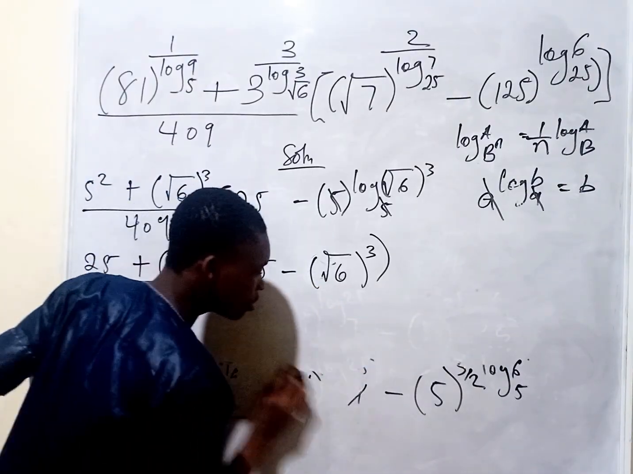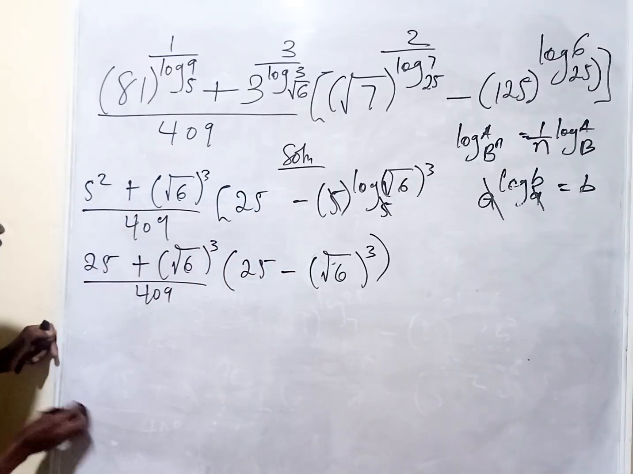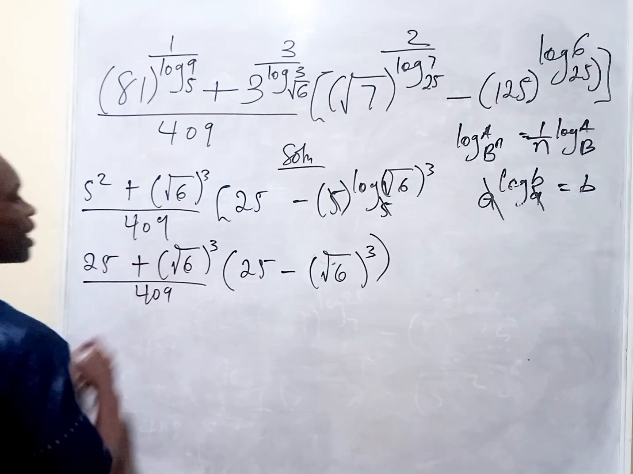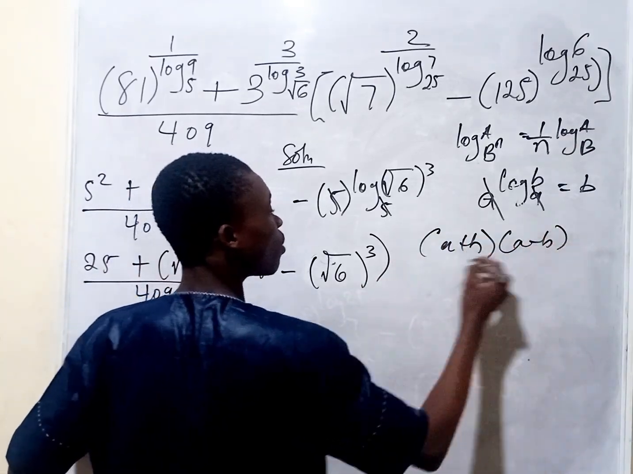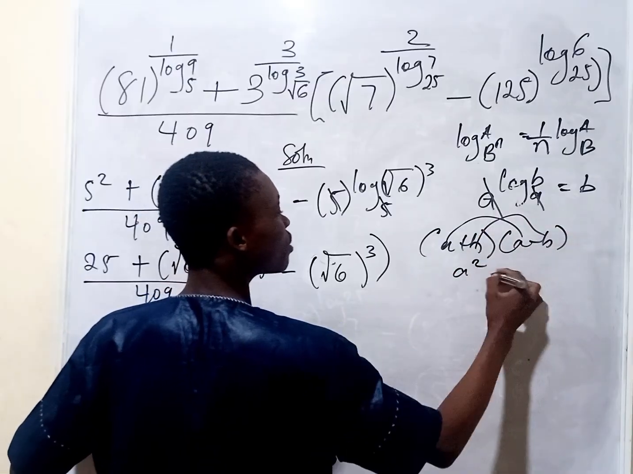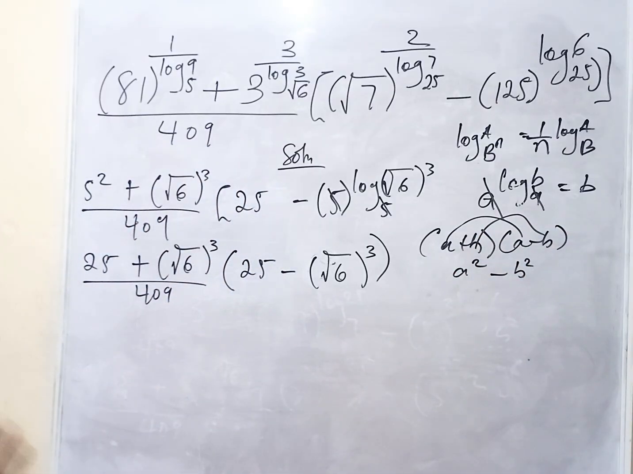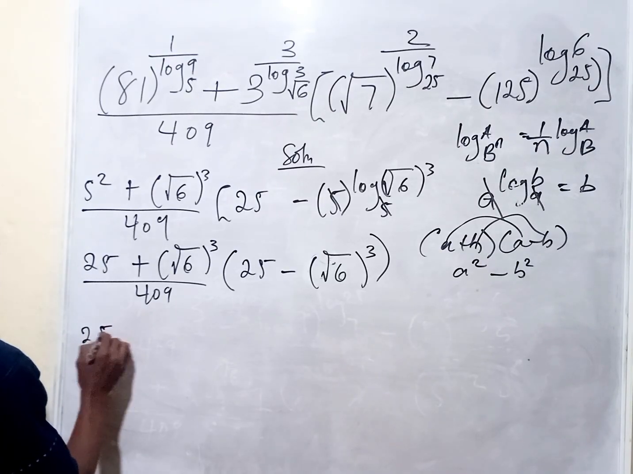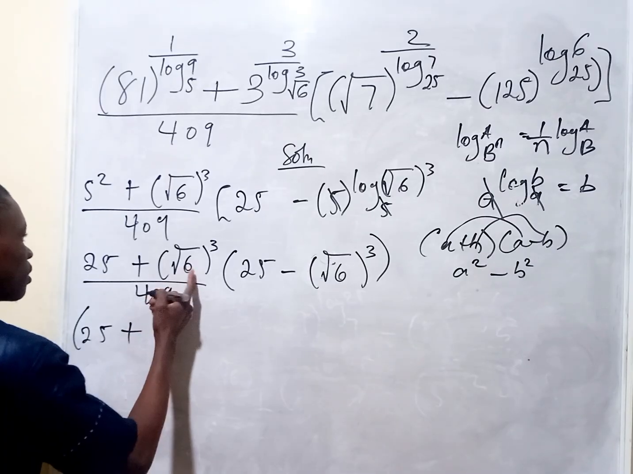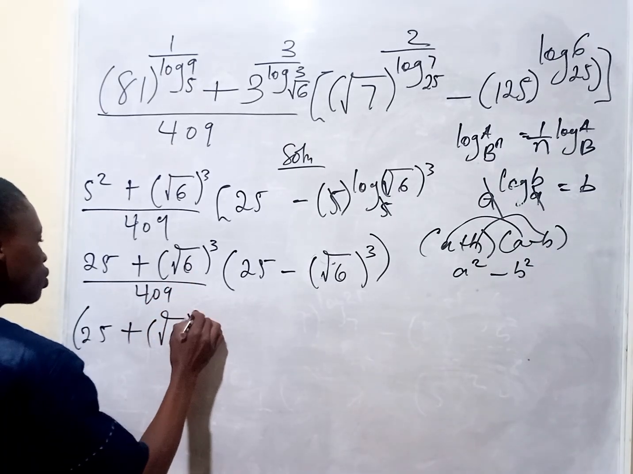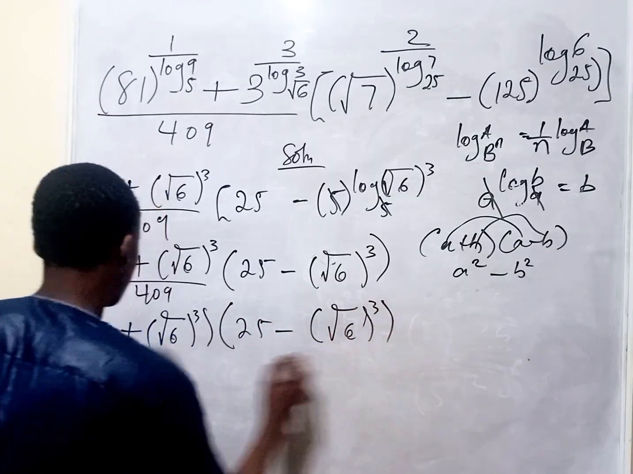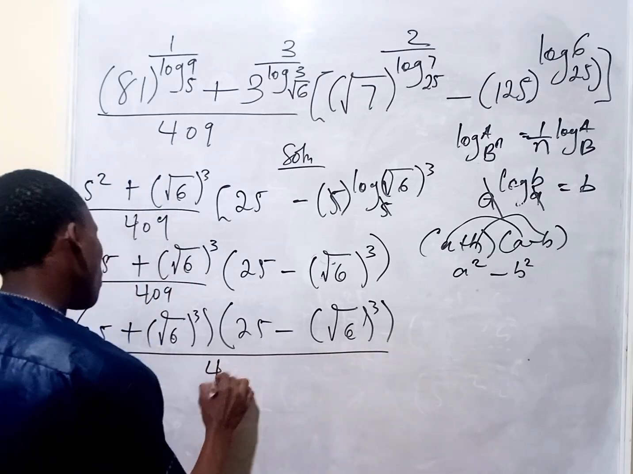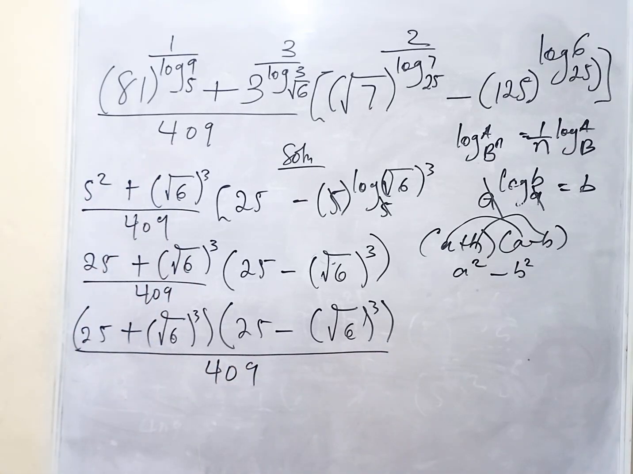So this is what we are going to do now. We are going to multiply this. Clearly, you can see difference of two squares, that if we have a plus b, a minus b, this equals a squared minus b squared. So we are going to apply the difference of two squares here, so we can solve this. All right, let's go. So this is 25 into bracket plus this one now, the square root of 6 all cubed into bracket 25 minus the square root of 6 all cubed. Now, everything here divided by what? 409. So that's the first step.